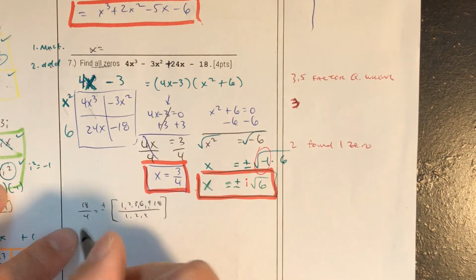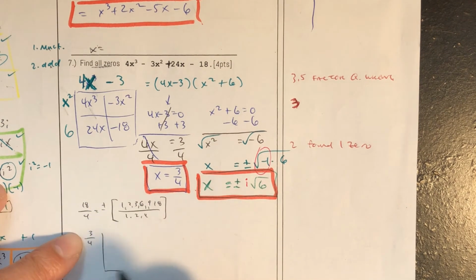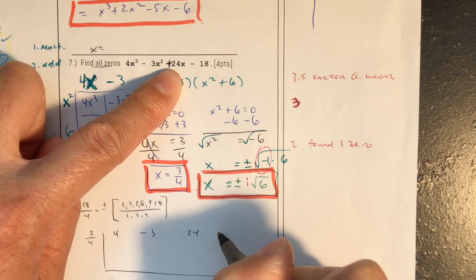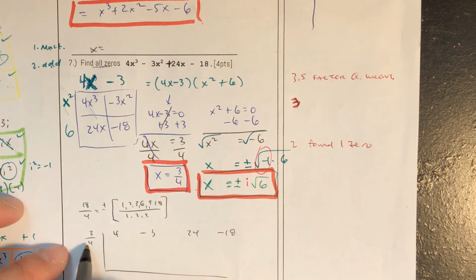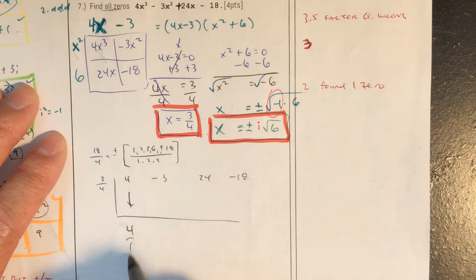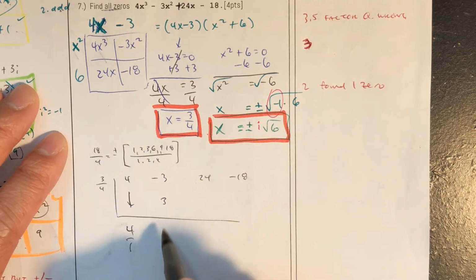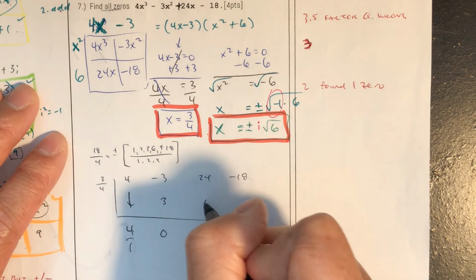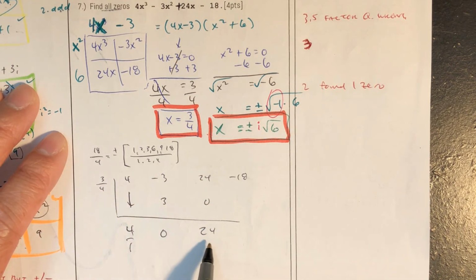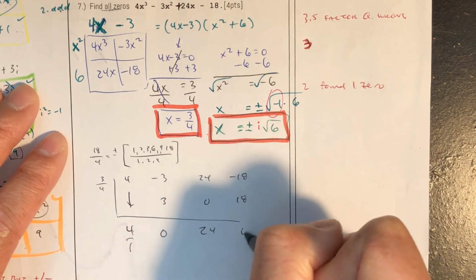So if you're then using synthetic division for negative 3, 24, negative 18, I don't have to test all those numbers. I already know what to start with. 3 times 4 is 12. 4 times 1 is 4. So 12 divided by 4 is 3. That equals 0. 0 times 3/4 is 0. Bring down 24. 3 times 24 is 72. 72 divided by 4 is positive 18. And you add those down, you get 0.